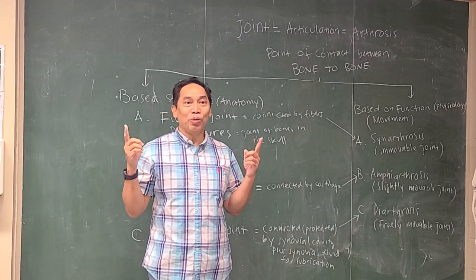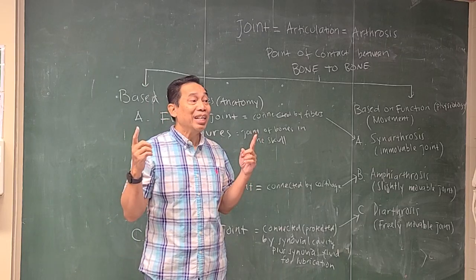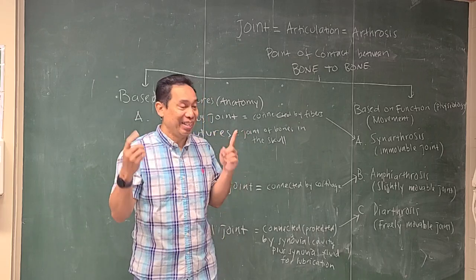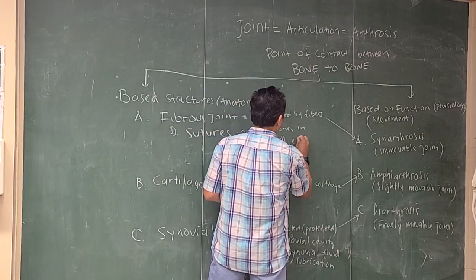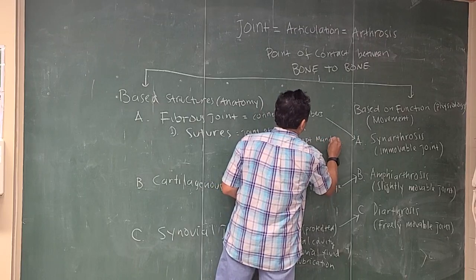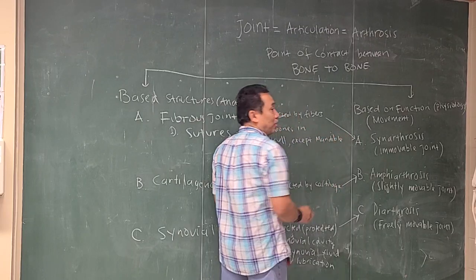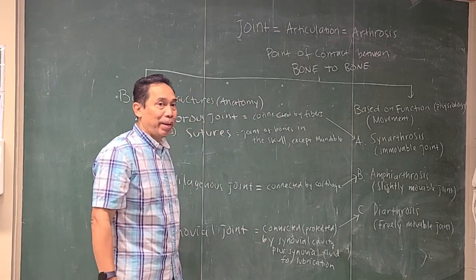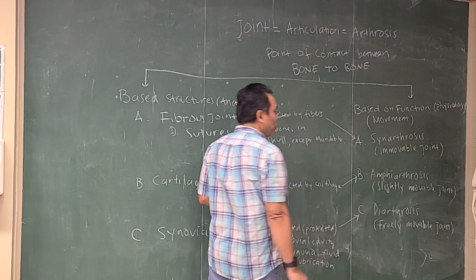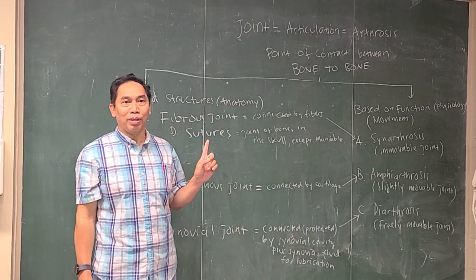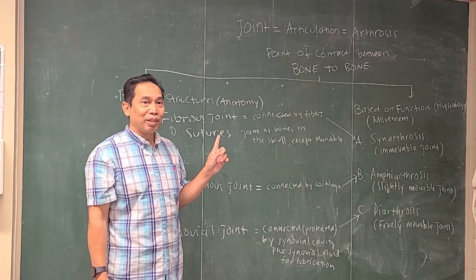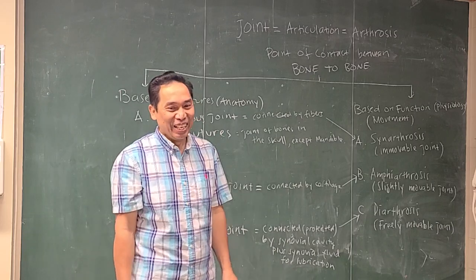Except there is one exception over here. You have 22 bones in the skull, right? One of them is actually freely movable, which is what? Mandible. Except mandible, because mandible will be a synovial joint. So from these 22 bones, one of them is freely movable, the exception, which is the mandible. So that covers 21 bones.